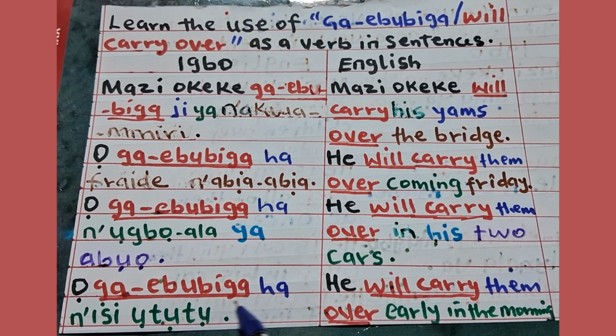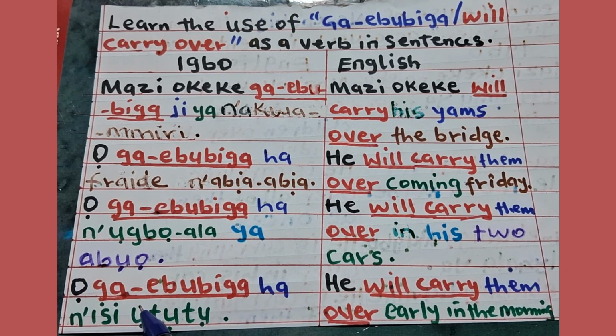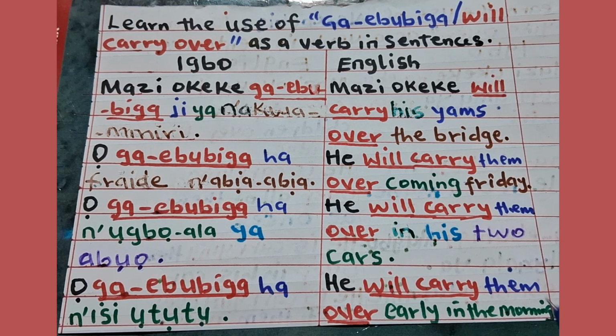Ọ ga-ebubiga ha n'isi ụtụtụ. Ọ ga-ebubiga ha n'isi ụtụtụ, meaning he will carry them over early in the morning.